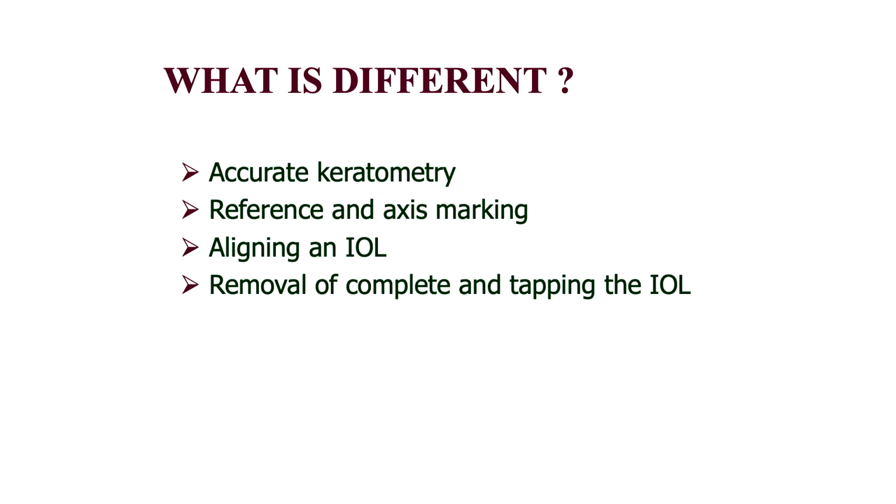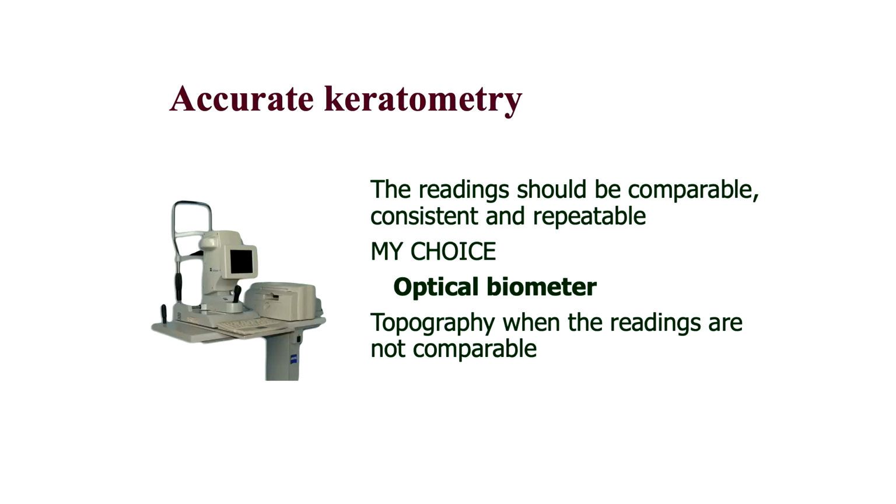Now, what is different you can do intraoperatively? The accurate keratometry, that is very important. Reference and axis marking, that is different from your routine cataract surgery. And aligning of the IOL, which is very important. I will be dealing with this aligning of the IOL, because that is the most important step while you align the toric IOL, removal of complete OVD and the typing of the IOL. So we will see these 4 things one by one.